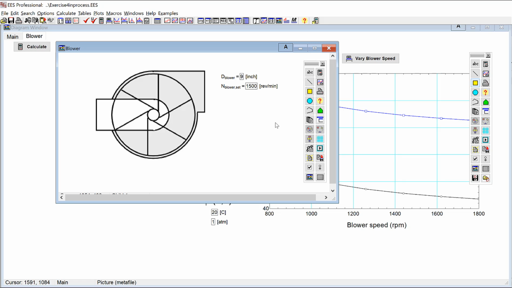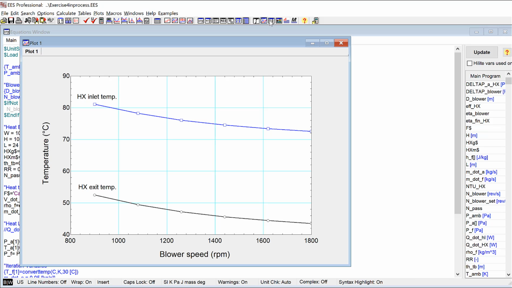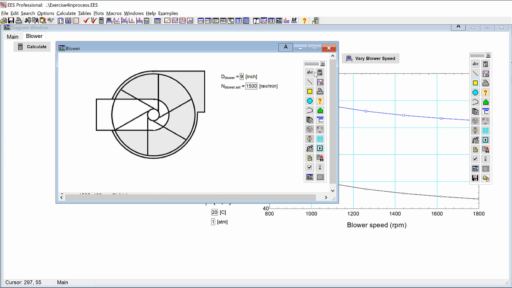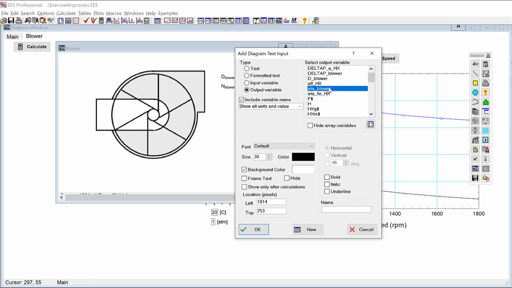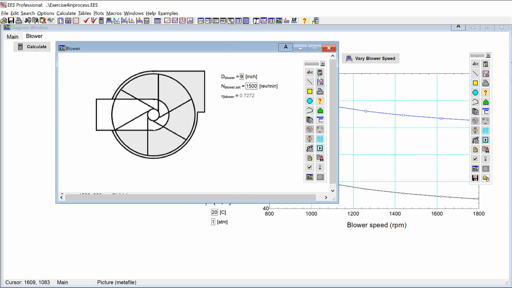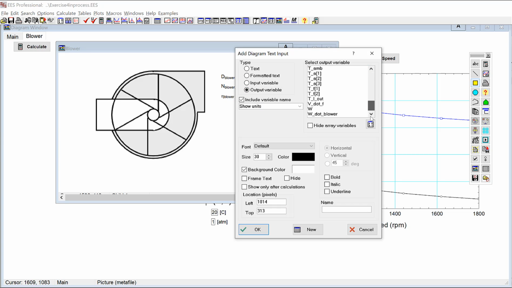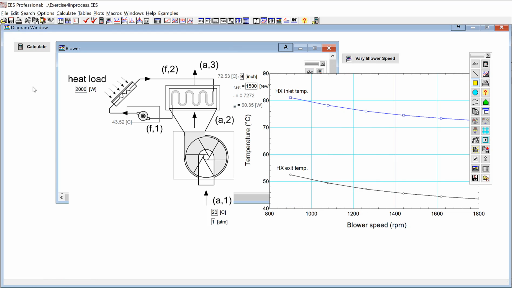And then we will have, well, before we do anything else, let's go back to the equations window and get rid of those here so we're not double specifying them. And then we'll go back to that child diagram window and we will set output variables that include the efficiency of the blower, so I guess it's eta blower. And then also the power of the blower, something like that, W dot blower. There, so that's the child diagram window for the blower, sort of all done.